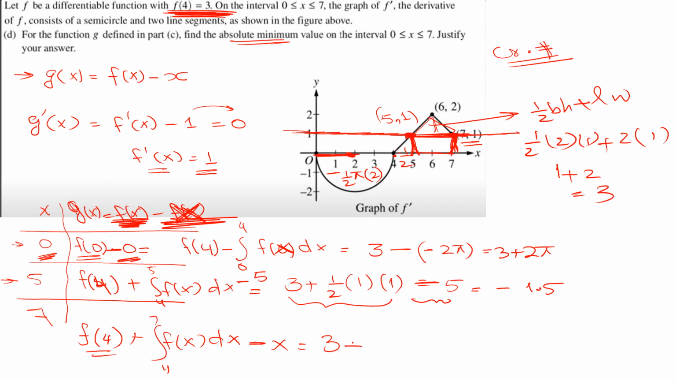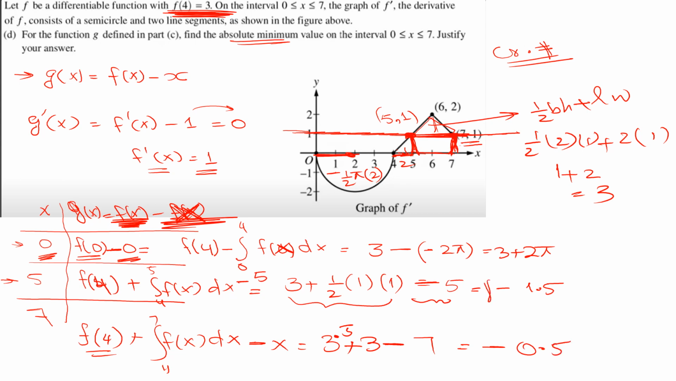So 3 plus 3 minus x, and x is 7. So the answer is minus 3, plus, it should be 3.5, because from 4 till 5 we have f of 4 plus the integral from 0 till 5. We already have calculated it; it is 3.5. It's already calculated from here till here: 3.5, and this value is 3. So plus 3, 6.5 minus 7, it's negative 0.5.